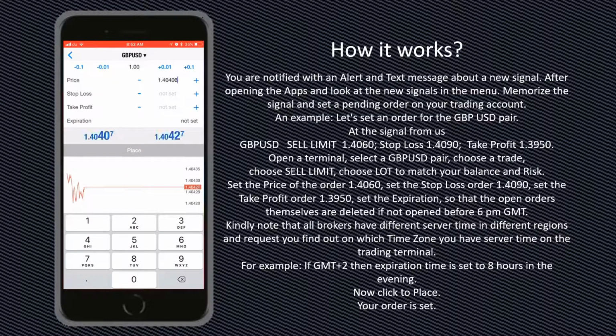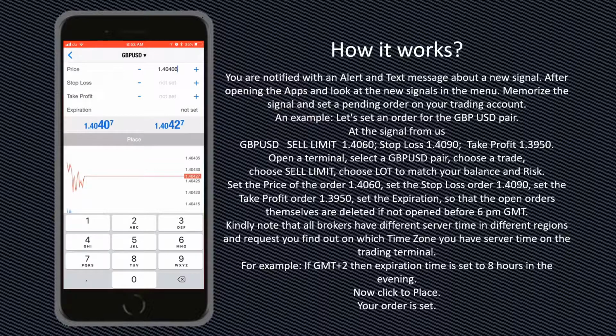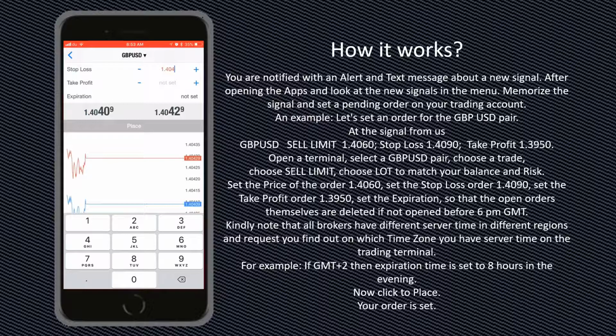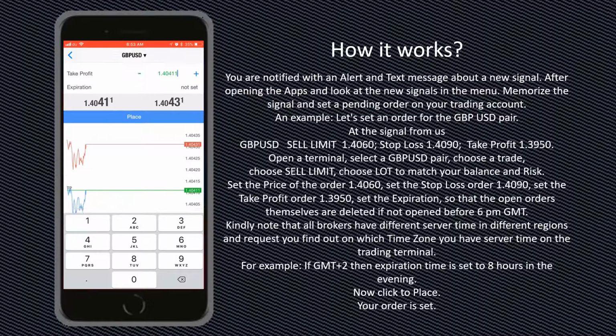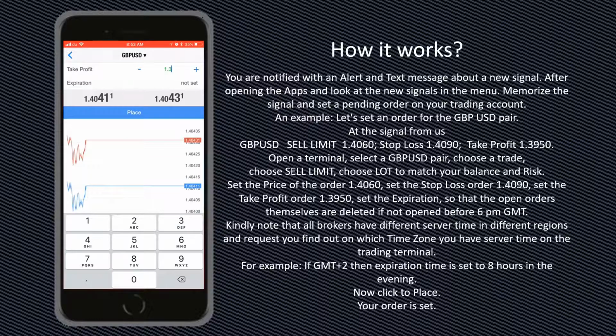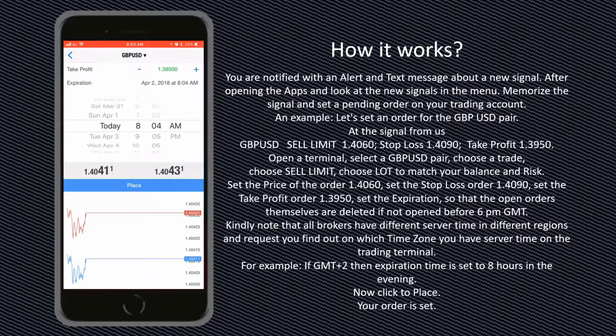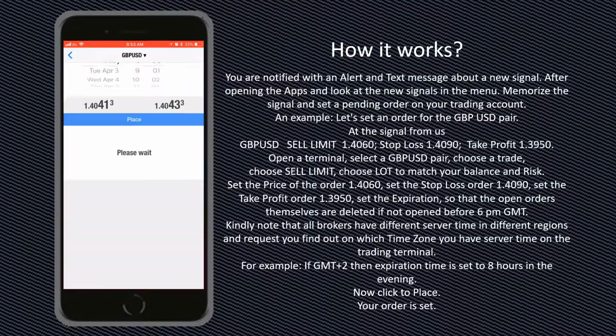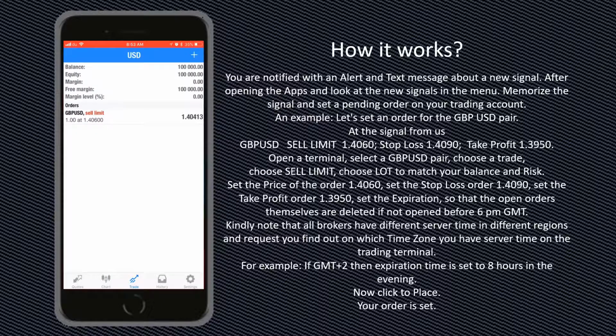Choose a trade. Choose sell limit. Choose the lot to match your balance and risk. Set the price of the order 1.4060. Set the stop loss order 1.4090. Set the take profit order 1.3950. Set the expiration so that the orders themselves are deleted if not opened before 6 o'clock.